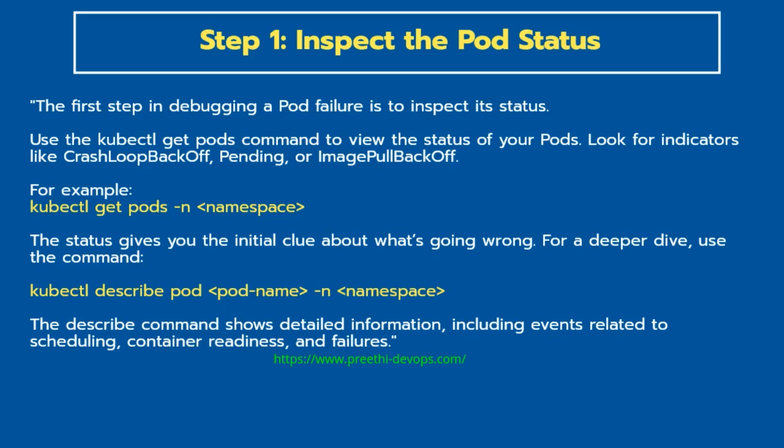For a deeper dive, use the command kubectl describe pod podname -n namespace. The describe command shows detailed information, including events related to scheduling, container readiness, and failures.